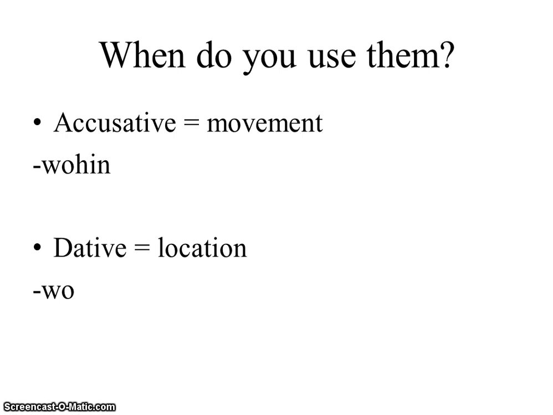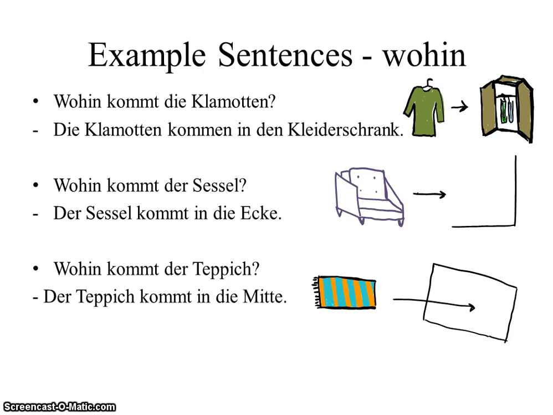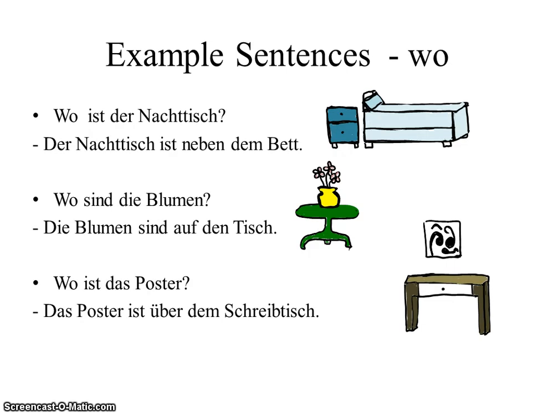When using the accusative case, you are expressing movement, you use wohin. When you are using the dative case, when you are not expressing movement, but location, you use wo. Here are some examples of sentences that include wohin. Here are some examples of sentences that include wo.